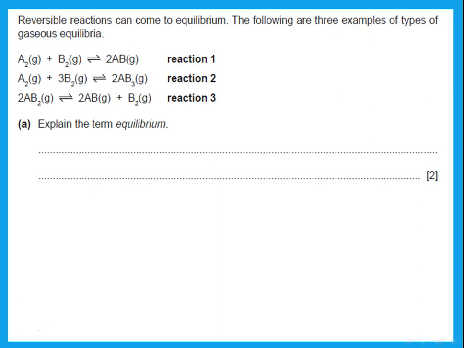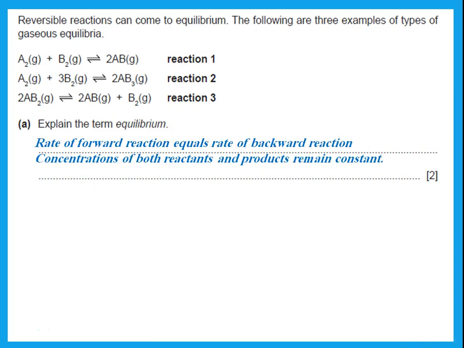Now he's saying I have reversible reactions that can come to equilibrium, and he has 3 examples of equilibrium reactions, or reversible reactions. Explain the term equilibrium, and he usually says this question with 2 marks. Now, what is equilibrium? Remember, we said equilibrium means rate of forward reaction equals rate of backward reaction, and concentrations of both reactants and products remain constant. You always have to say both for the 2 marks.